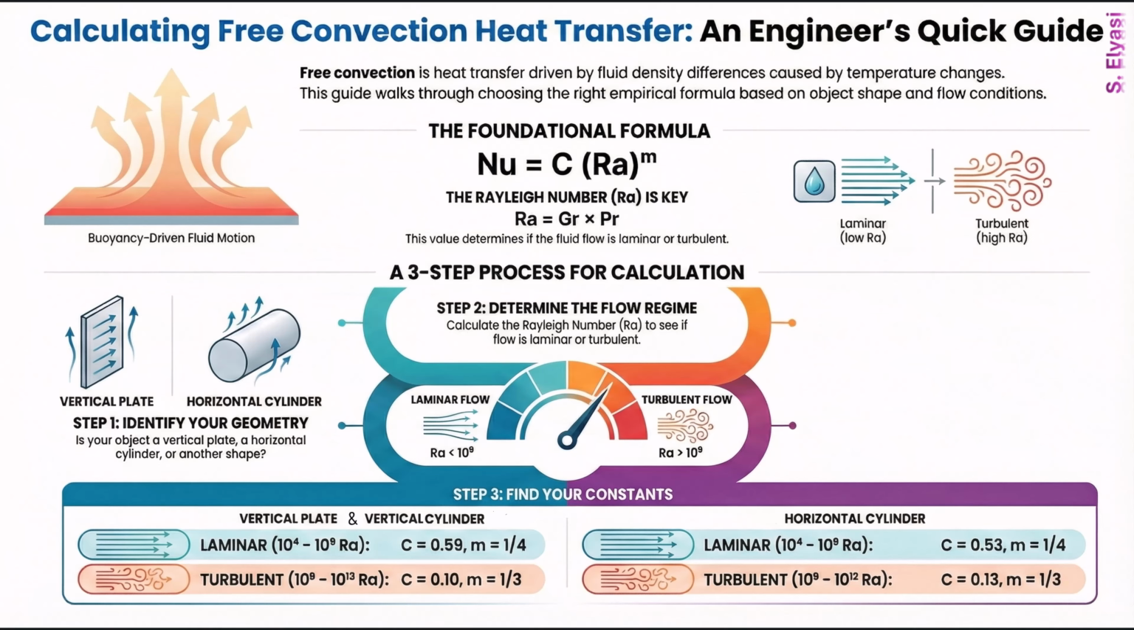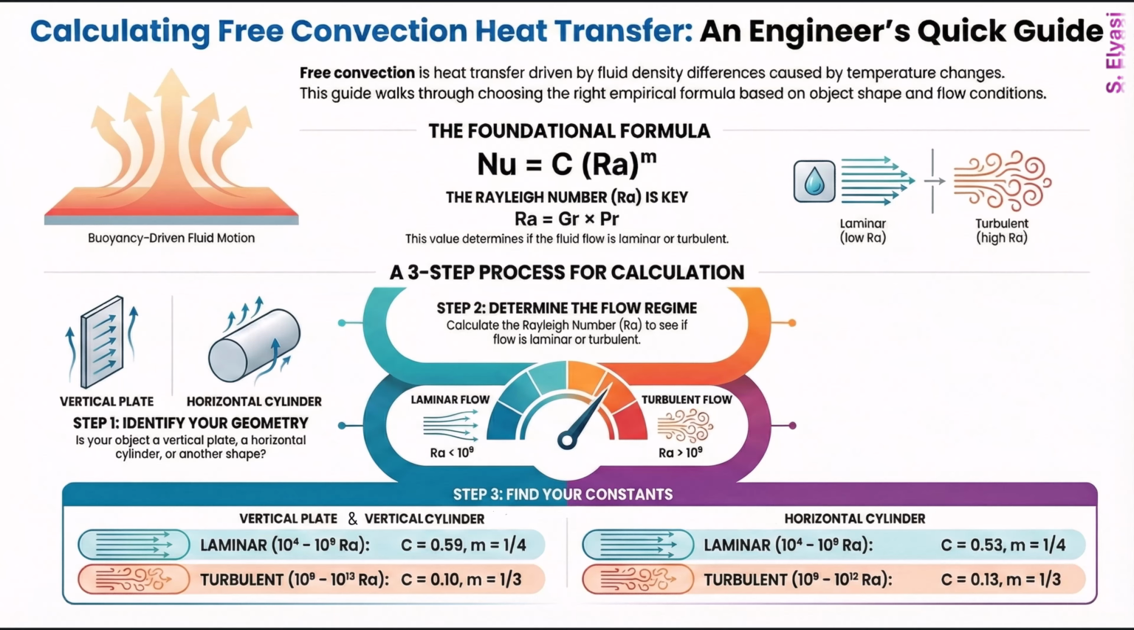So, you're dealing with free convection, right? That heat transfer that happens just because of temperature differences making fluids move. Well, we're going to cut right to the chase and give you the essential formulas engineers use to get this done fast. First, it's all about one foundational formula. Your goal is to find the Nusselt number, or Nu. And the equation is pretty simple. Nu equals C times the Rayleigh number, Ra, raised to the power of m. Honestly, the whole game is just finding the right constants, C and m, for your situation.